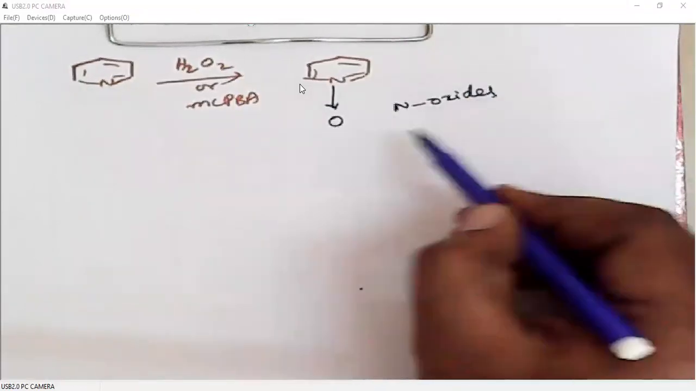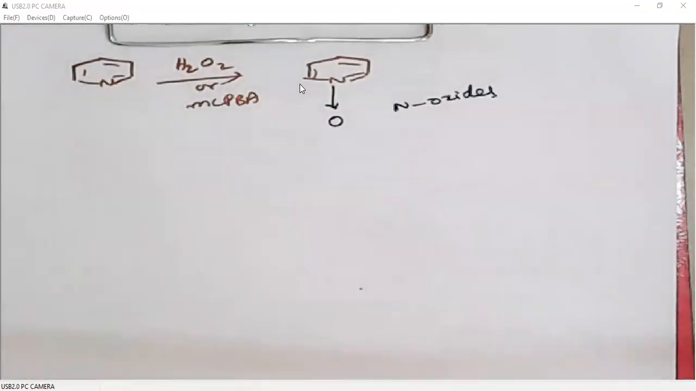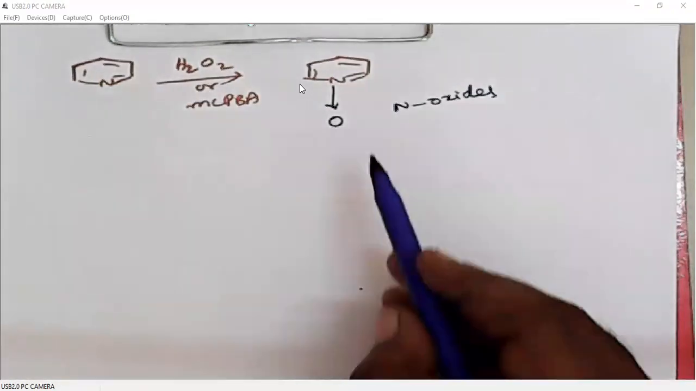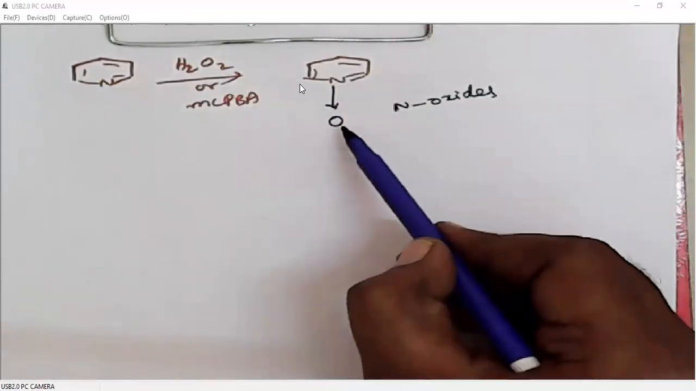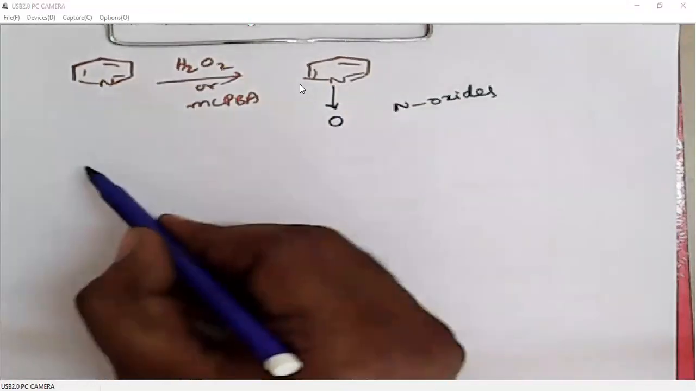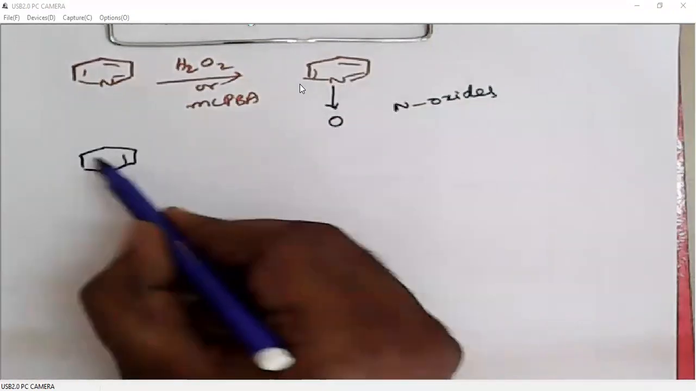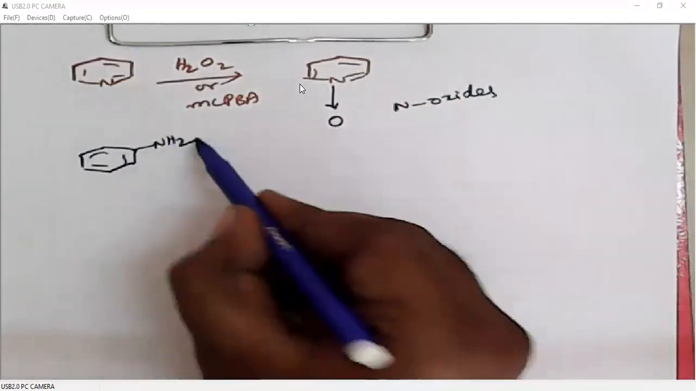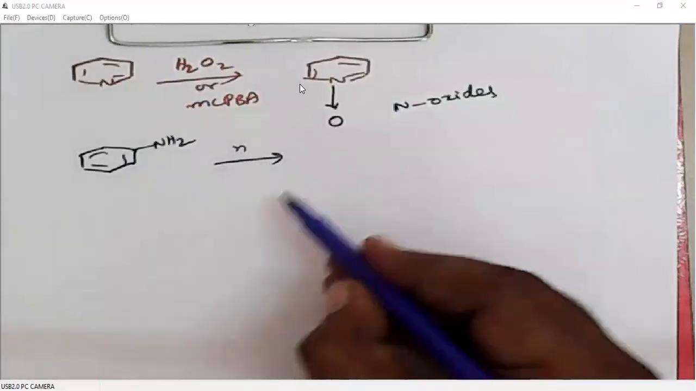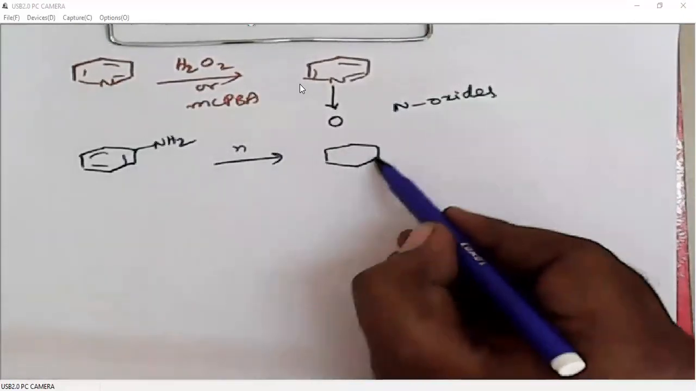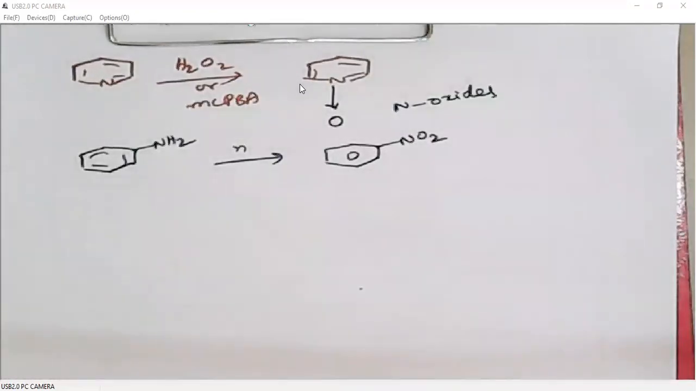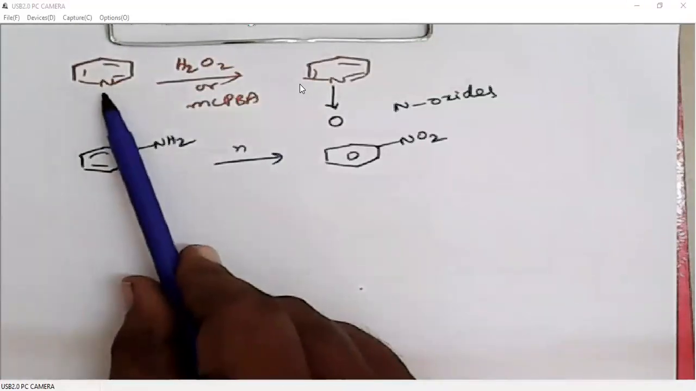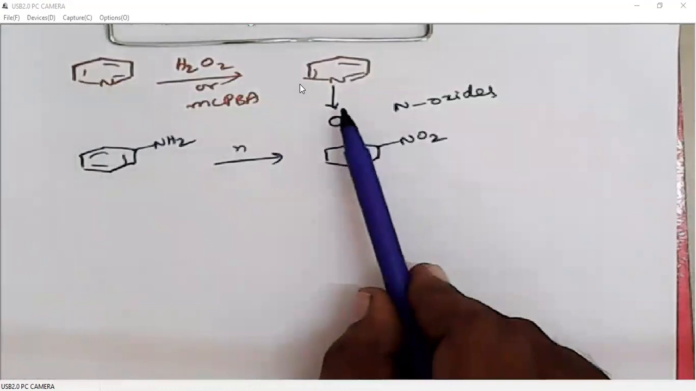If nitrogen is already having three bonds with three carbons, then what we will get are N-oxides, or we can simply write a bond with nitrogen plus charge, oxygen minus charge. But if the nitrogen has some hydrogens, then when we oxidize this amine, it will be oxidized to nitro. So remember this: if nitrogen doesn't have any hydrogens, it will be oxidized to N-oxides.